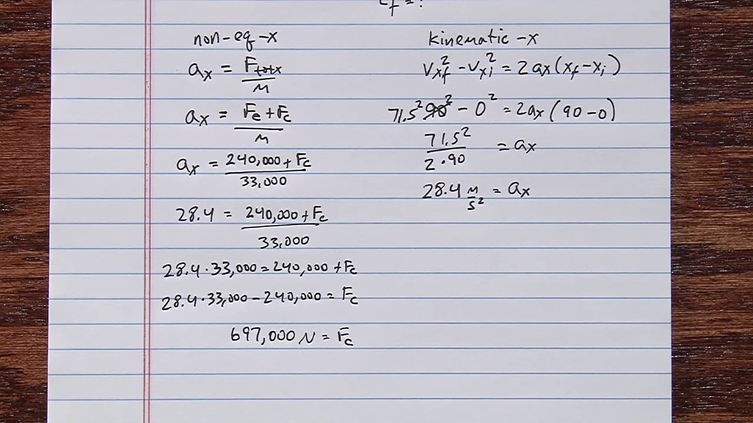So we can see that the force exerted by the catapult is 2 to 3 times greater than the force applied by the engines. The force applied by the engines was 240,000, and the force exerted by the catapult is 697,000. So the airplane needs that extra amount of force to get into the air, but once it's in the air, it takes less force to keep it airborne.